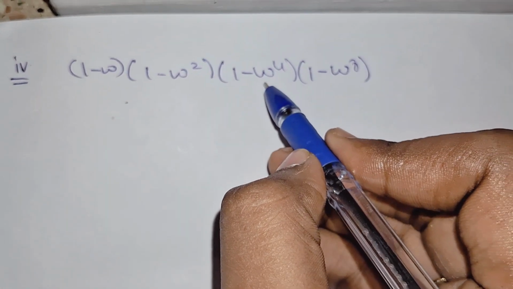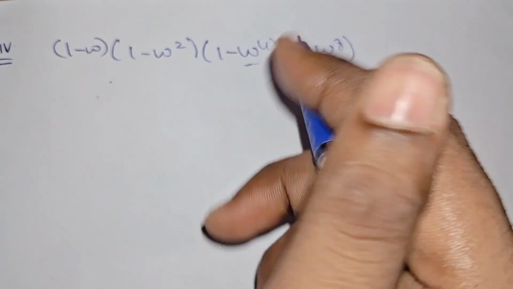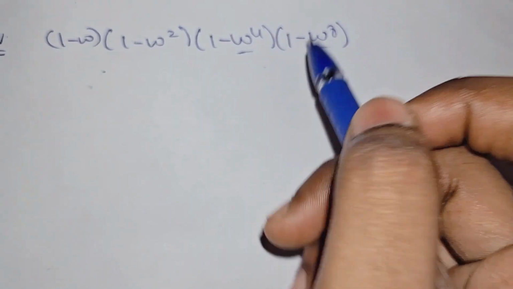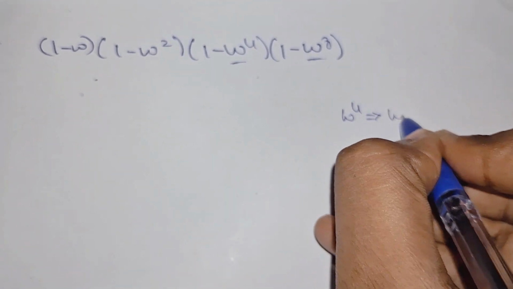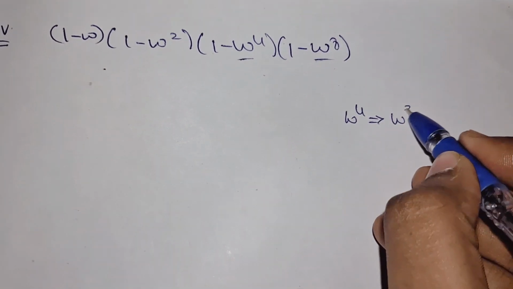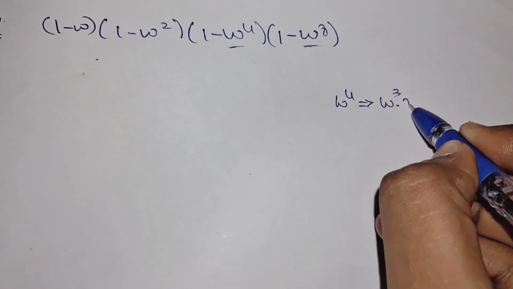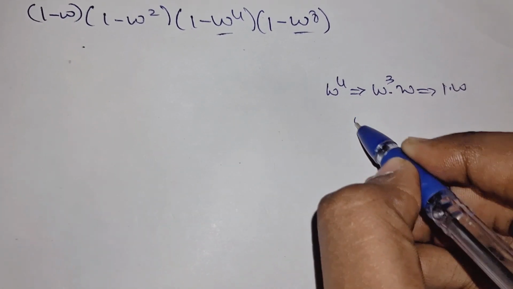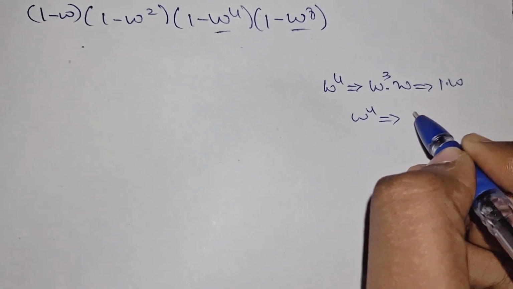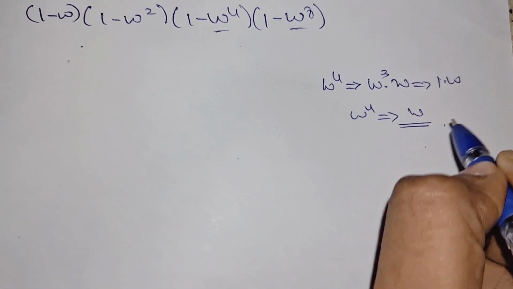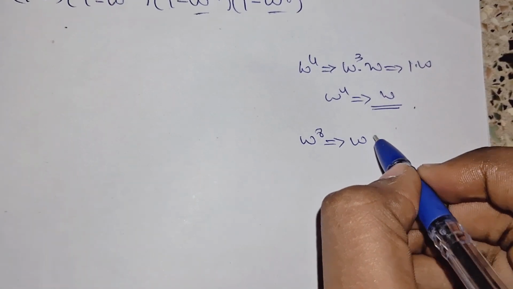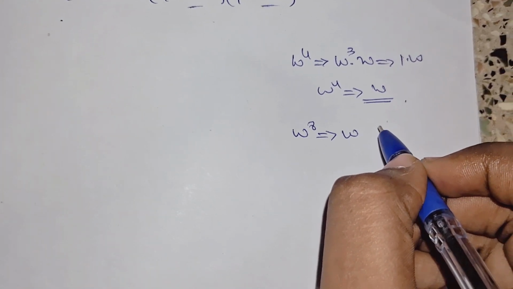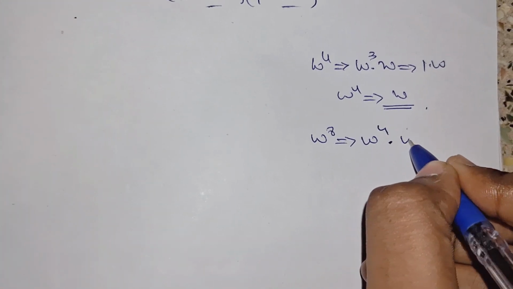So for this we will first see what we can write omega to the power 4 as and omega to the power 8 as. So omega to the power 4 can be written as omega cube into omega, which is 1 into omega. Therefore omega to the power 4 can be substituted as omega. Omega to the power 8 can be written as omega to the power 4 into omega to the power 4.